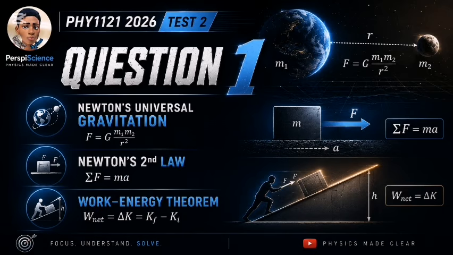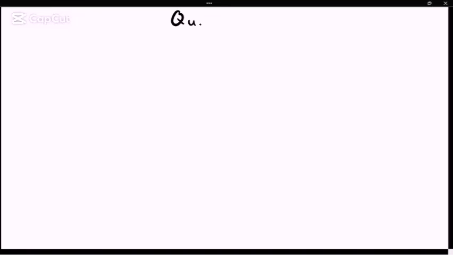In this video we'll be doing the 2026 test 2 question paper for Physics 1121, which is Physics Mechanics. Question 1. State Newton's law of universal gravitation in words.